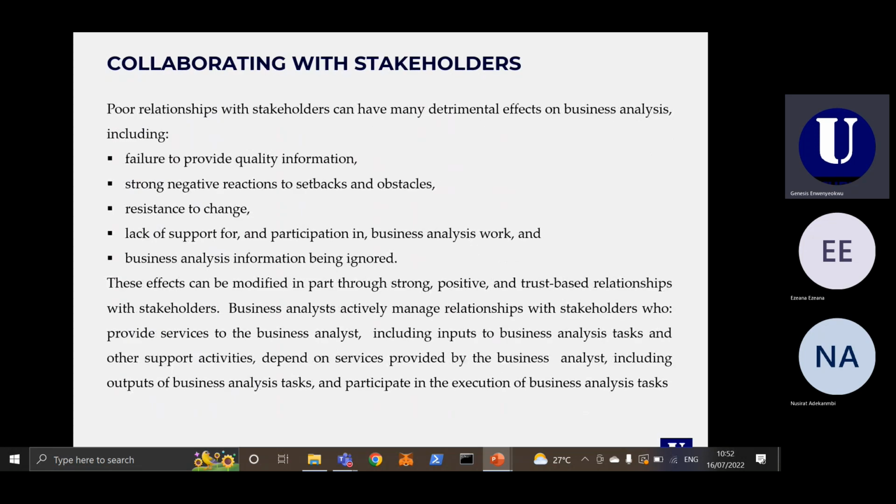When you have a poor relationship with your stakeholders, this can have many detrimental effects on the business analysis activities, including failure for them to provide quality information, resistance to change, lack of support, strong negative reactions to setbacks, business analysis information being ignored at the end of the day.